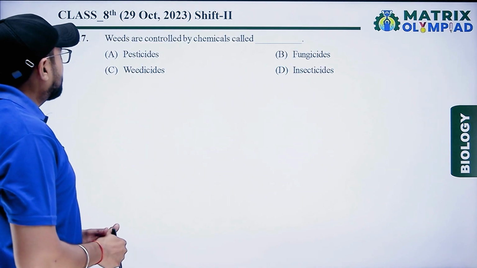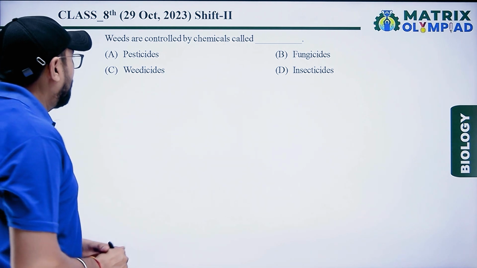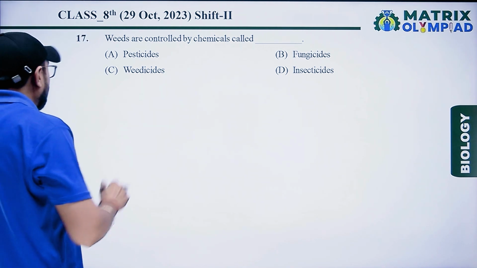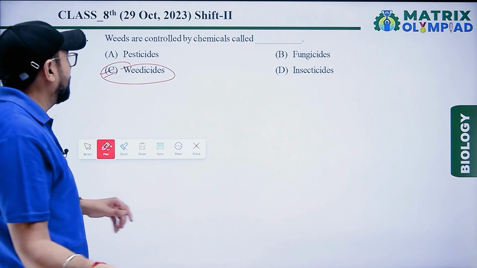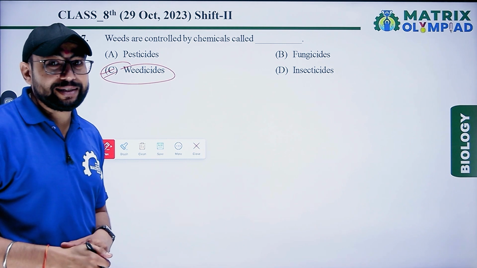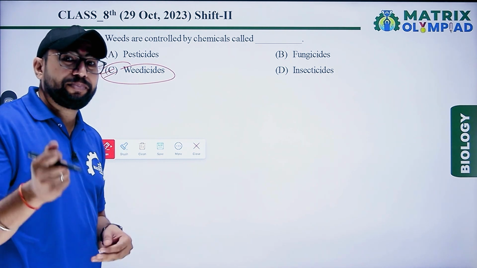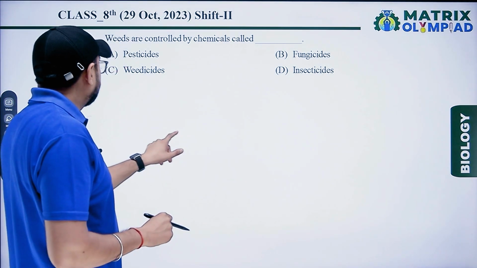Next one. Weeds are controlled by a chemical called weedicides. Weedicide is the right answer for this. Directly, weedicides control the weeds, that is, unwanted plants.